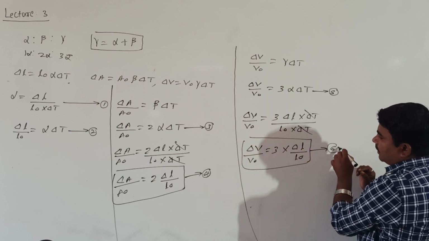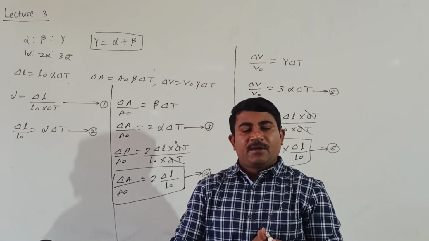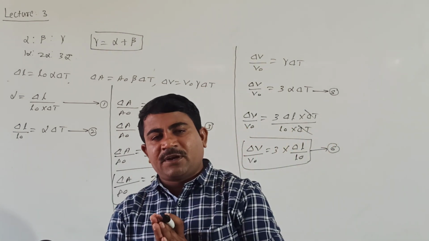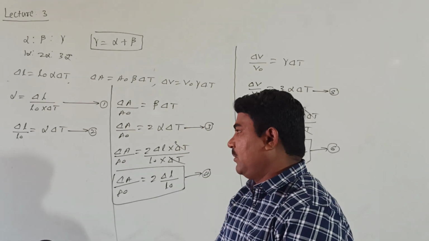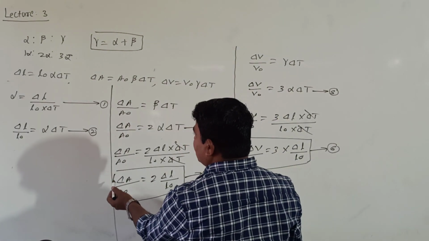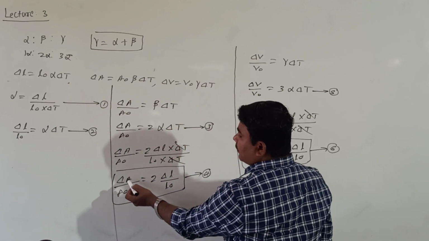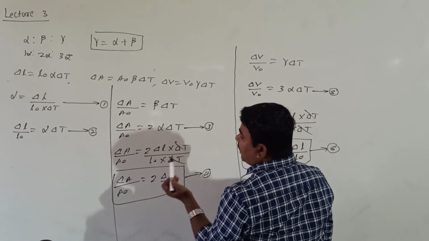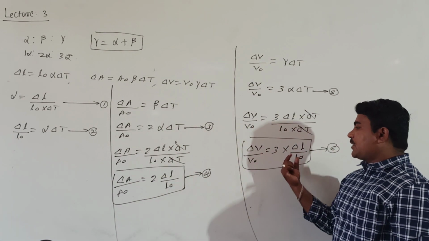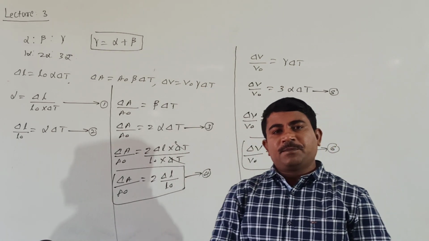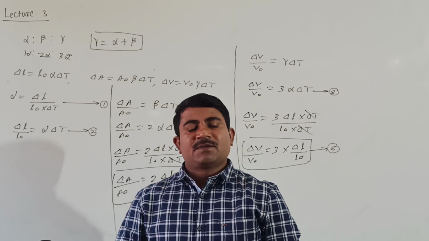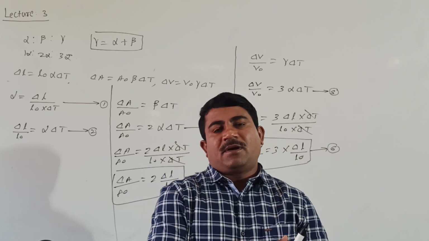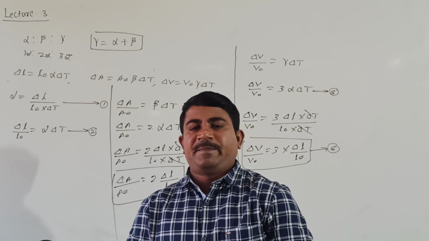Equation number 6 we can call. I mean the fractional change in length, fractional change in area, fractional change in volume. This we are calling fractional change in length. What are we calling this? Fractional change in area. This we are calling fractional change in volume in terms of length, area and volume. These are some relations between alpha, beta and gamma.